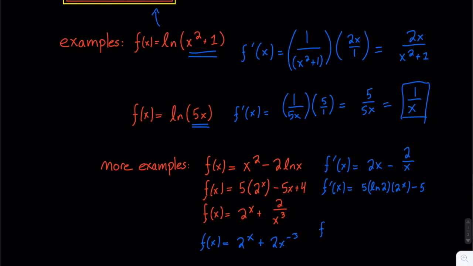So now we can take the derivative. For the first part, we do natural log of 2, the base, times 2 to the x. And then the next one is power rule. So we have 2 times negative 3, which is negative 6, x to the negative 3 minus 1, negative 4.